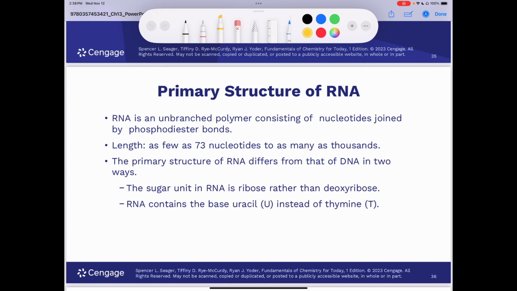As we saw in chapter 13.2, the sugar unit in RNA is ribose rather than deoxyribose, which is found in DNA. The other difference is that RNA contains the base uracil instead of thymine. So we still have our C, which is going to be paired up with our G, but now instead of A being paired up with our T, we're going to have A being paired up with our U.